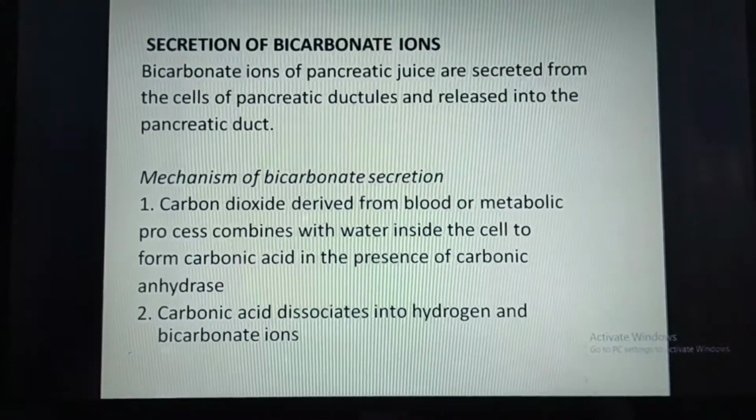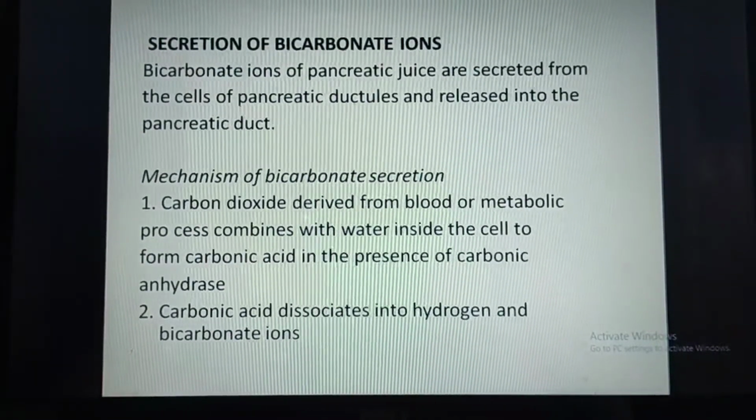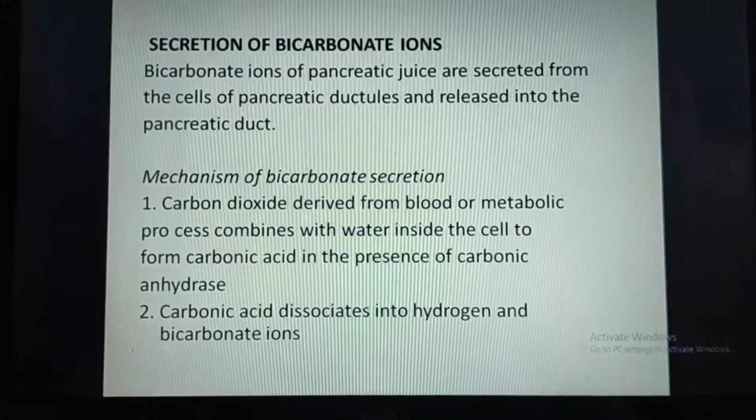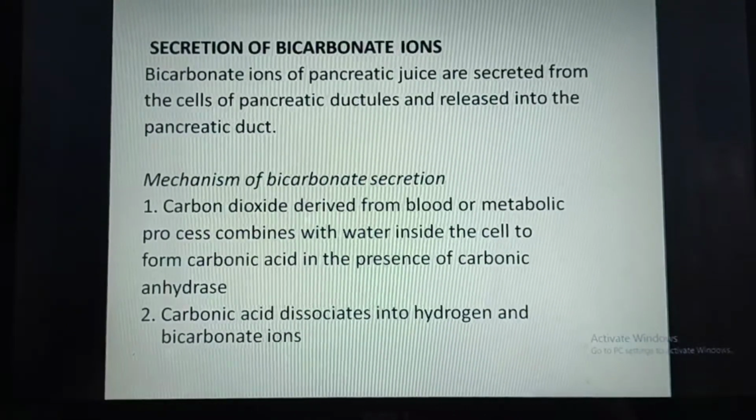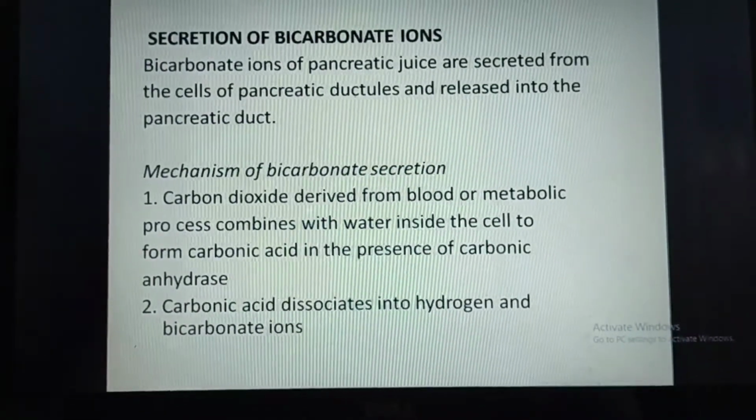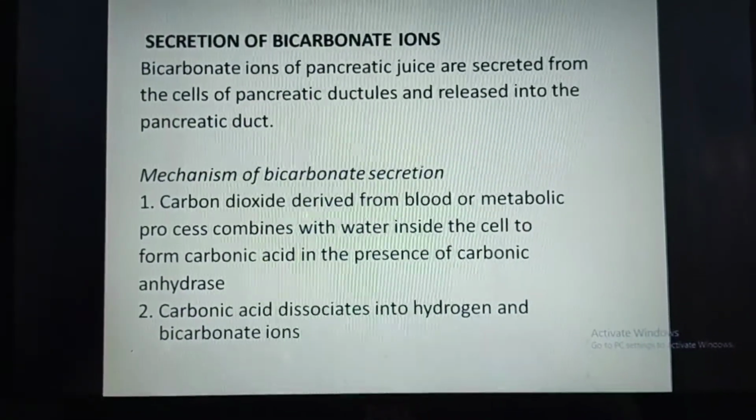Carbon dioxide derived from blood or metabolic process combines with the water inside the cell to form carbonic acid in the presence of carbonic anhydrase. Carbonic acid dissociates into hydrogen and bicarbonate ions.